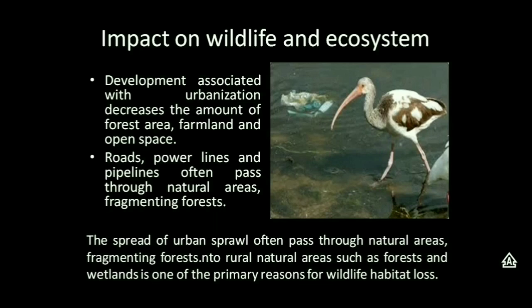The spread of urban sprawl into rural natural areas such as forests and wetlands is one of the primary reasons for wildlife habitat loss. Roads, power lines, and pipelines often pass through natural areas, fragmenting forests. The fragmentation of a large forest into small patches also disrupts the ecological balance and reduces the availability of habitats for some species. Some forest fragments are too small to maintain a viable population of certain wildlife species too.